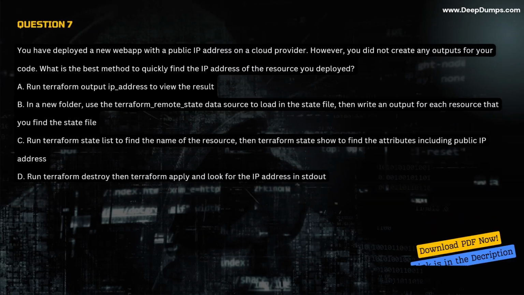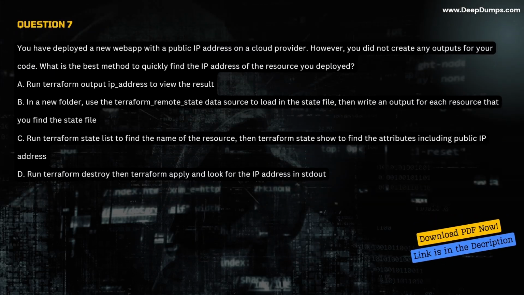Question 7. You have deployed a new web app with a public IP address on a cloud provider. However, you did not create any outputs for your code. What is the best method to quickly find the IP address of the resource you deployed? A. Run Terraform output IP_address to view the result. B. In a new folder, use the terraform_remote_state data source to load in the state file, then write an output for each resource that you find in the state file.